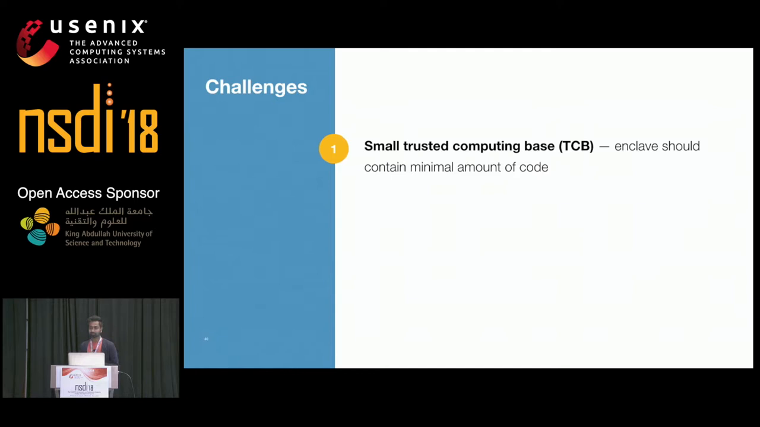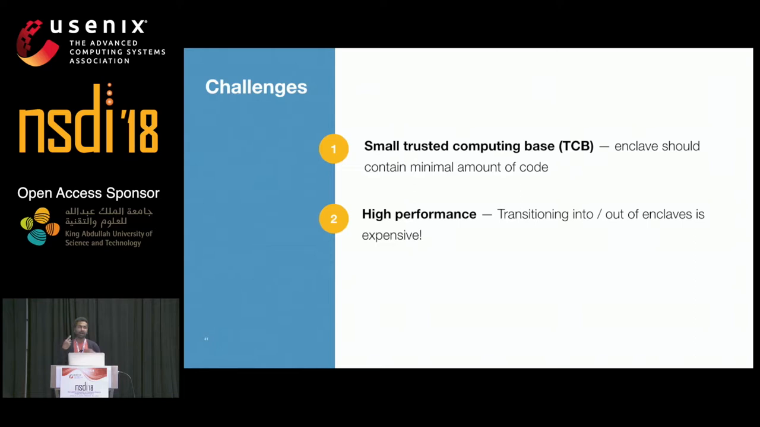At the same time, we also want to ensure that a minimal number of transitions take place between enclave and non-enclave code. And this aim is often at odds with the first, because the moment you want to reduce the size of the TCB, you need to partition the application. The moment you partition an application, you need to incur the cost of transitions between non-enclave and enclave code. So where do you draw the partition boundary? What is the sweet spot?